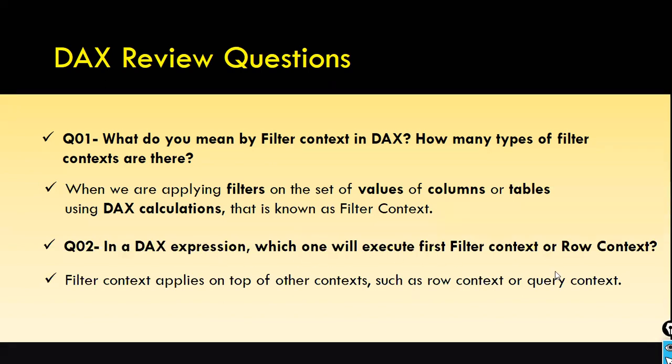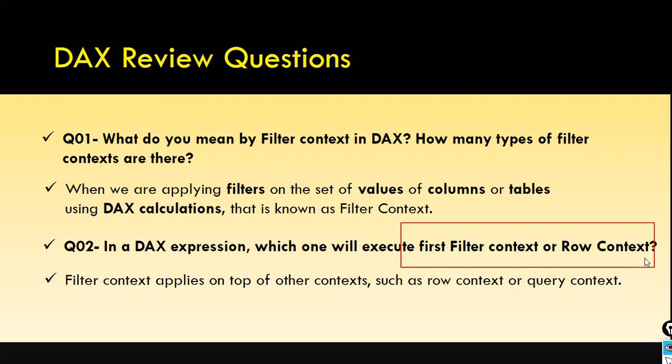In our DAX expression, which one will execute first? Filter context or row context? It's a very, very important question. This is a PL-300 certification exam question. Take the simple example, sum of sales. Before executing that, whether it executes the row context or the filter context, which one comes first? The filter context is applied on top of other contexts. First the filter context, and if there is a row context, then the row context will be done.